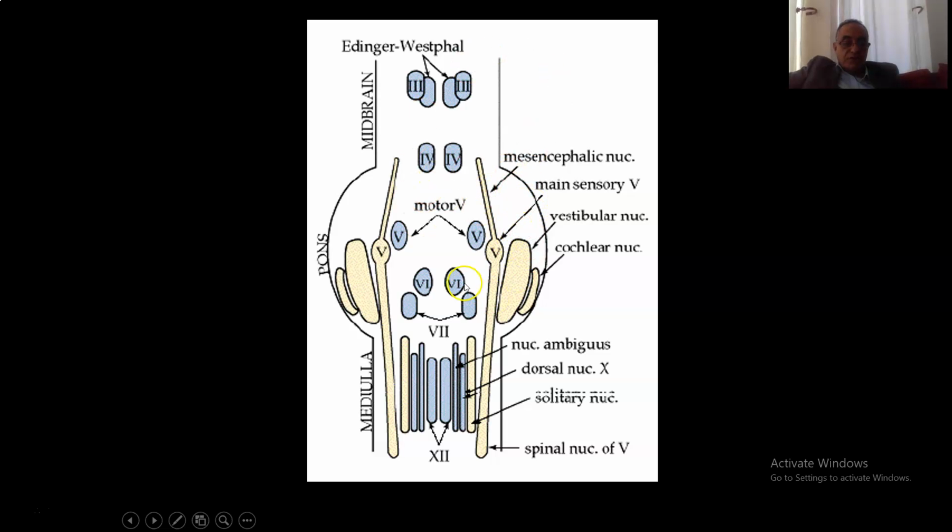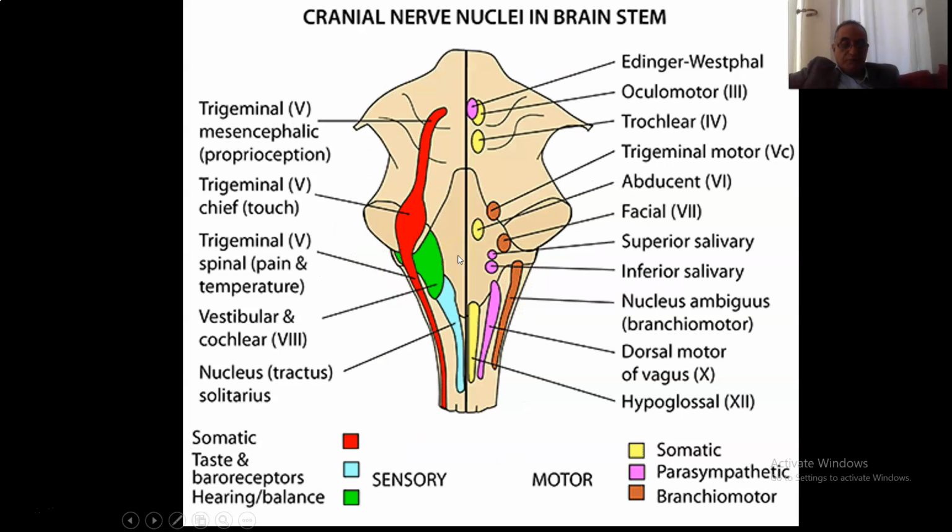Another view of the cranial nerves and their nuclei. This is another view. Let's go again. In the medulla we have the hypoglossal, dorsal motor nucleus of the vagus, and the nucleus ambiguus. These are all on the right side, the motor nerves. And then you go up, we have the inferior salivary nucleus, glossopharyngeal for the parotid, superior salivary nucleus, facial for the submandibular and sublingual salivary glands.